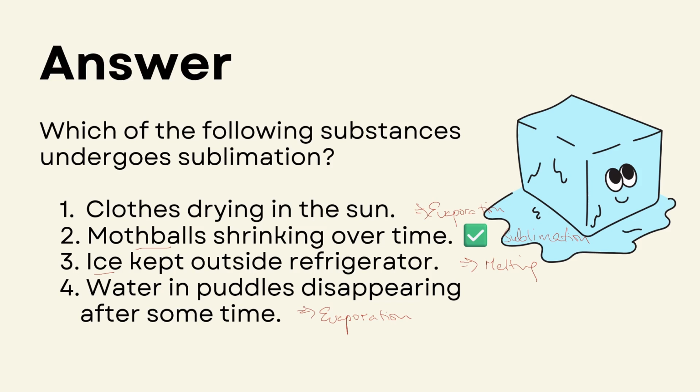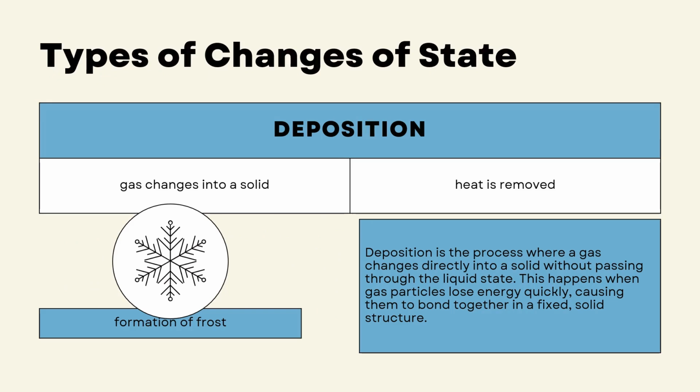The third change of state for today's lecture is deposition. In here, gas changes into a solid when the heat is removed. For example, formation of frost. Deposition is the process where a gas changes directly into a solid without passing through the liquid state. This happens when the gas particles lose energy quickly, causing them to bond together in a fixed solid structure.